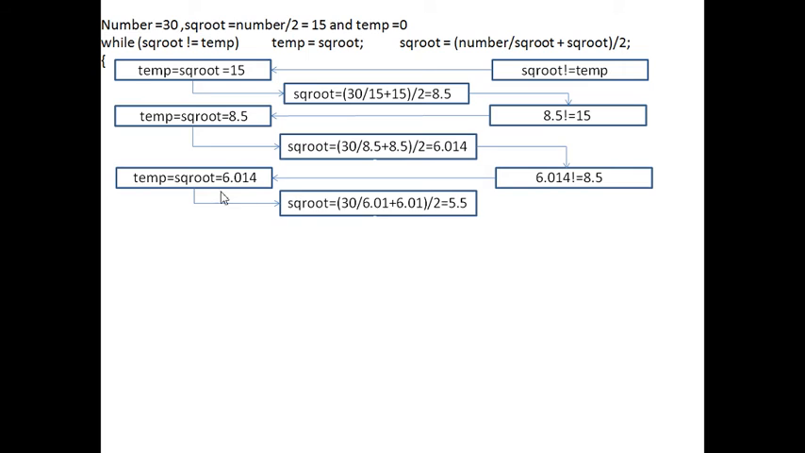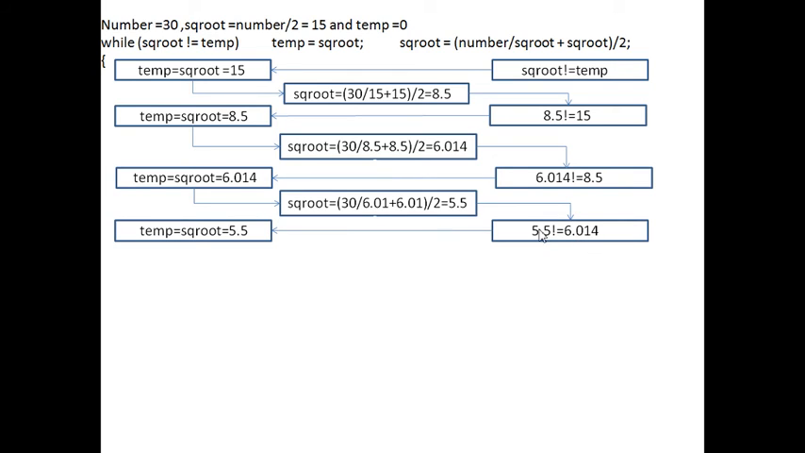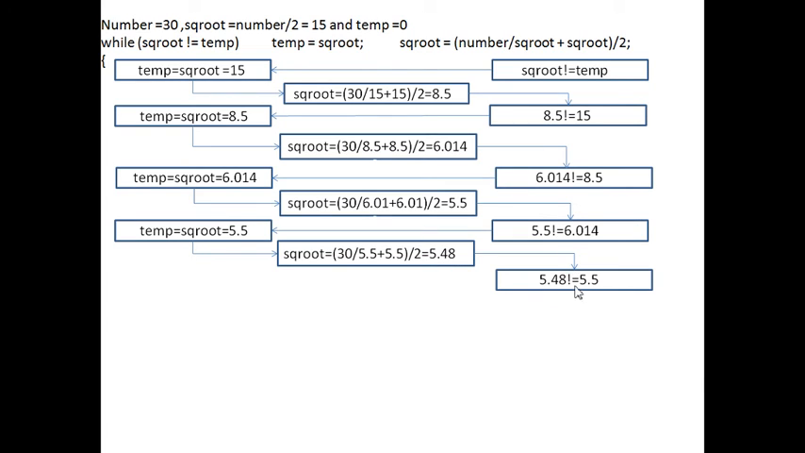So now square root is 30 divided by 6.014 plus 6.014, divided by 2, and we get 5.5. Is 5.5 equal to temp? No, still it is not equal to temp. So we need to continue until these two are equal. Again we assign 5.5 and calculate 30 divided by 5.5 plus 5.5, divided by 2. You get 5.48, which is not equal to 5.5.